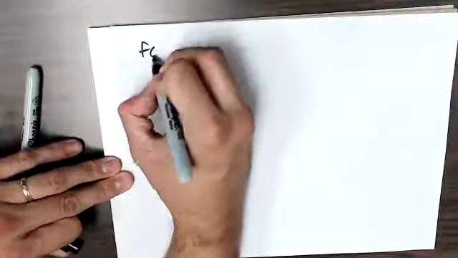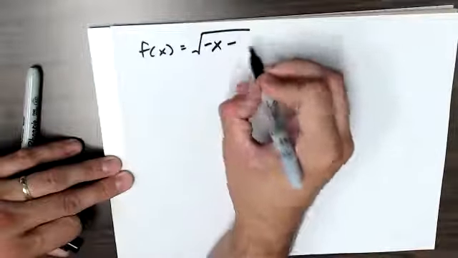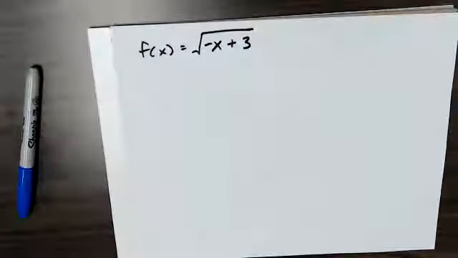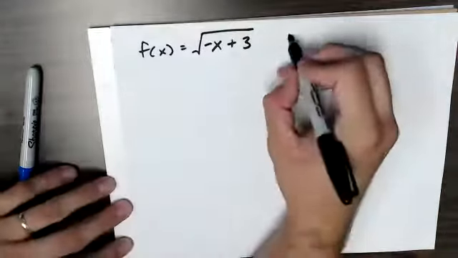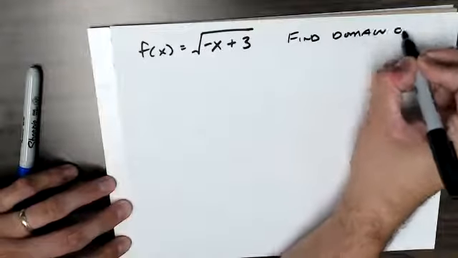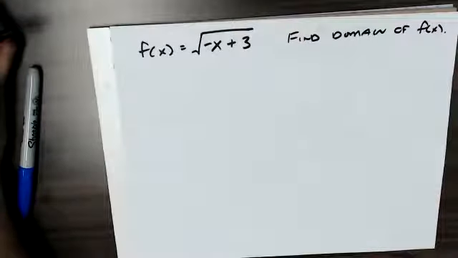So let's say same kind of thing. I want you to try this one. Let's say we've got f of x equals the square root of negative x plus 3. Why not? And I want you to find the domain here. Find the domain of f of x. I'm going to pause it again.